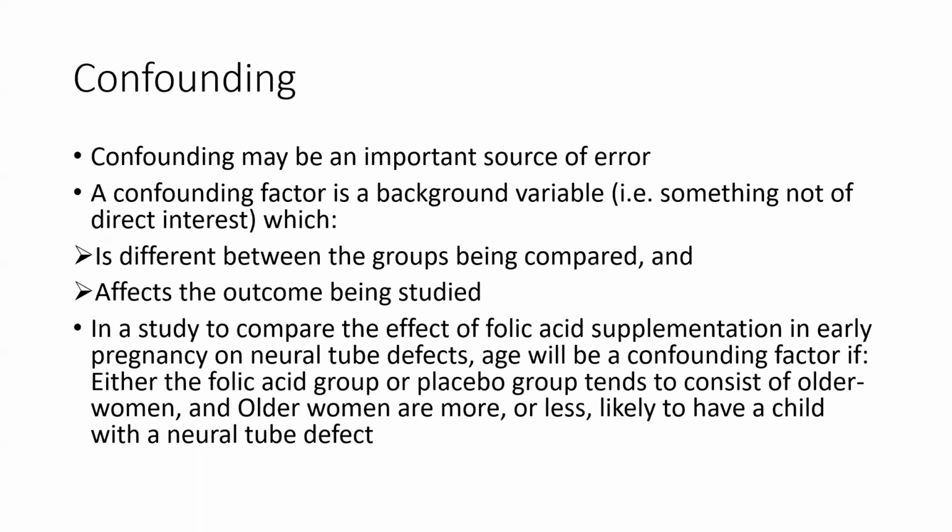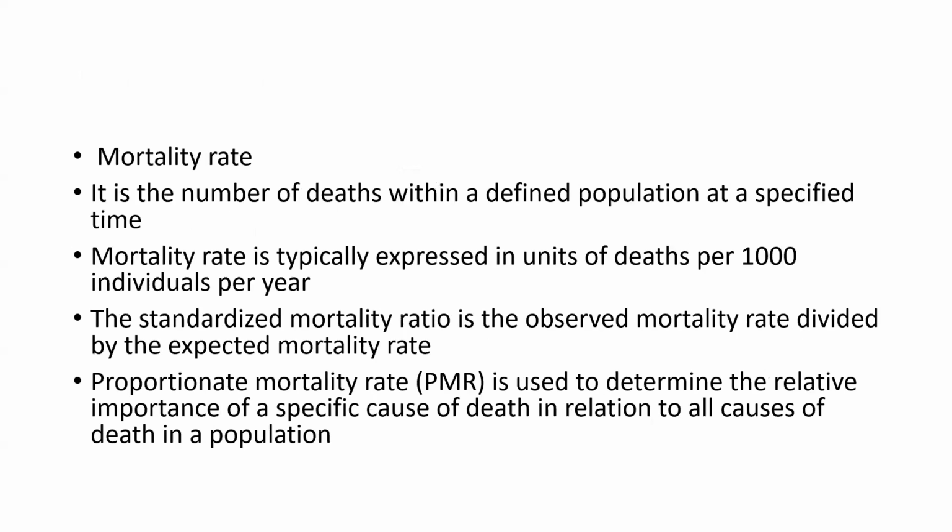So confounding. Confounding may be an important source of error. A confounding factor is a background variable which is different between the groups being compared and affects the outcome being studied. In a study to compare the effect of folic acid supplementation in early pregnancy on neural tube defect, age will be a confounding factor, if either the folic acid group or the placebo group tends to consist of older females, as older females are more or less likely to have a child with a neural tube defect.